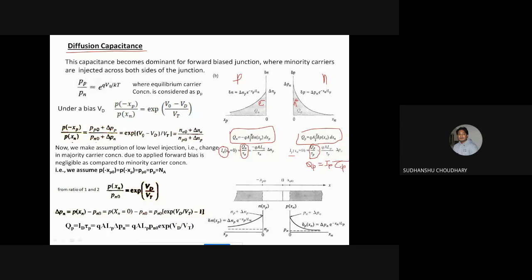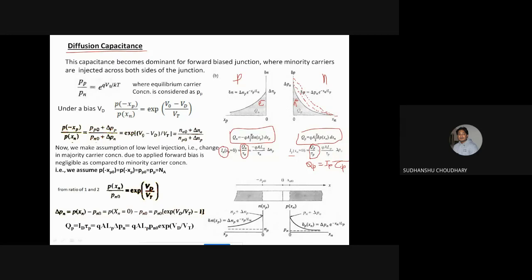IP times tau P. Now these minority carrier charges, that is, the injection of minority carriers, depend upon the applied forward bias. So if you increase the forward bias, obviously the minority carrier injection will increase on both sides. Let us say the forward bias is increased. For this increased bias, I have increased minority carrier injection, and if it is increased further, I have further increased minority carrier injection.